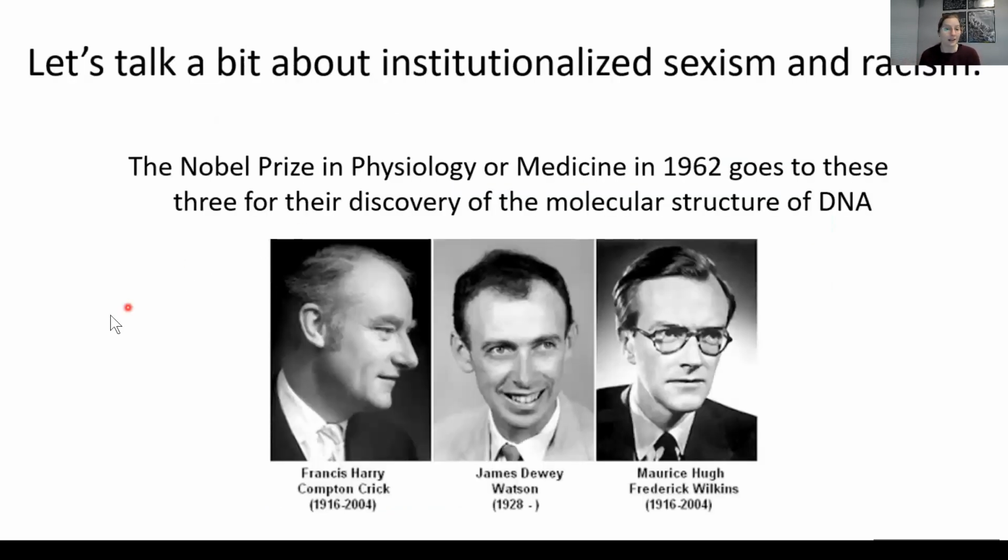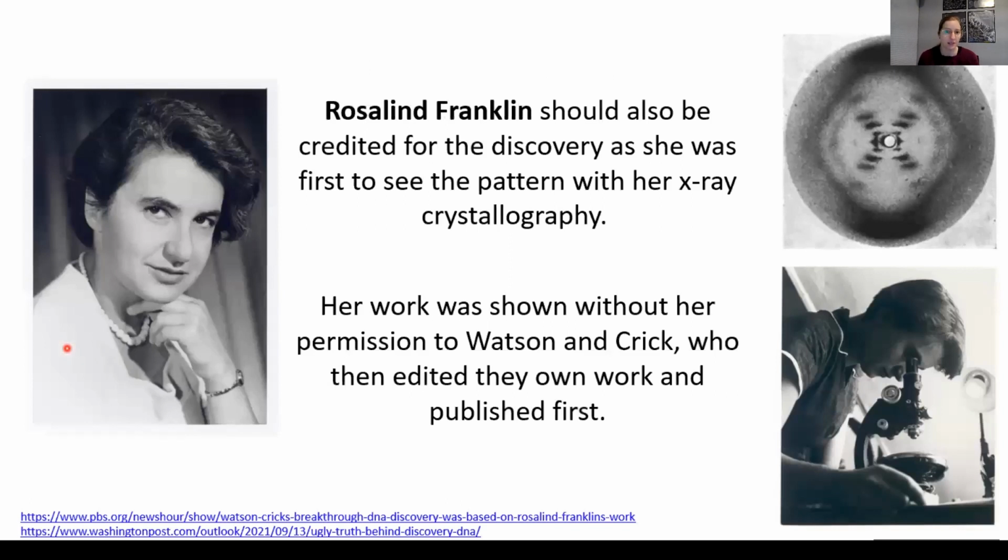Well, the 3 people that got the Nobel Prize for discovering the structure of DNA are Francis Crick, James Watson, and Maurice Wilkinson. And you can see at the label at the top, let's talk a bit about institutionalized sexism and racism. It's important to talk about how these things are involved in the story of the structure of DNA and what actually happens. So these 3 guys get credit, but some of the credit should also be shared with a woman named Rosalind Franklin.